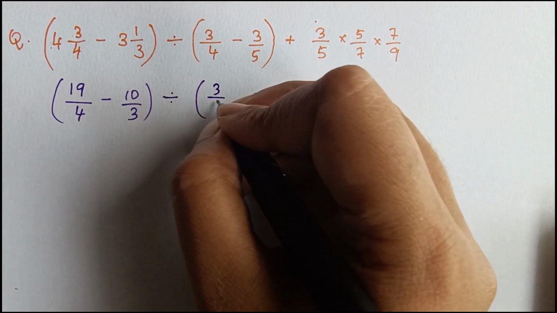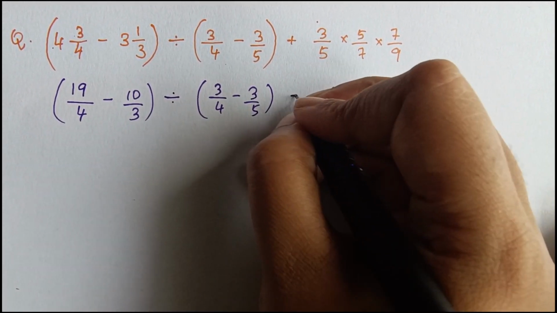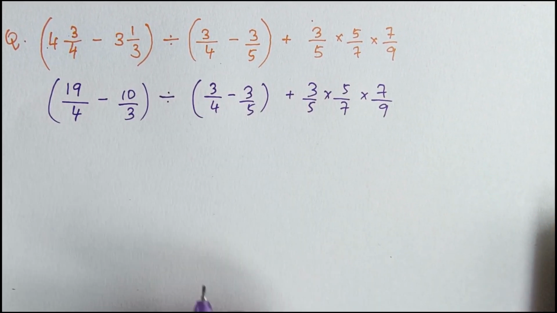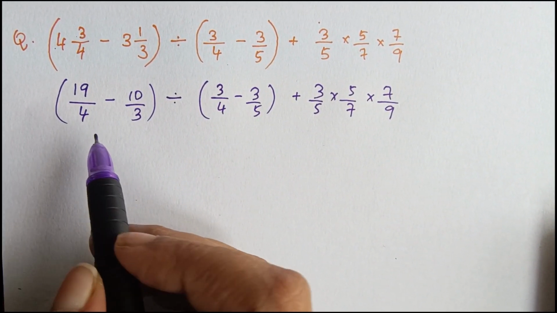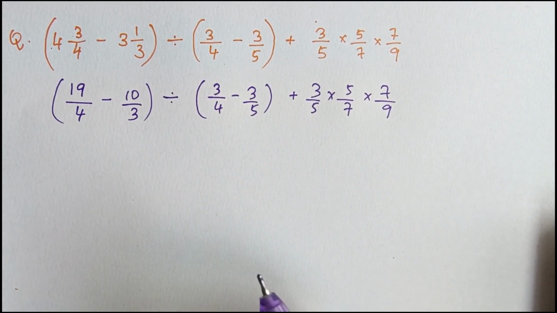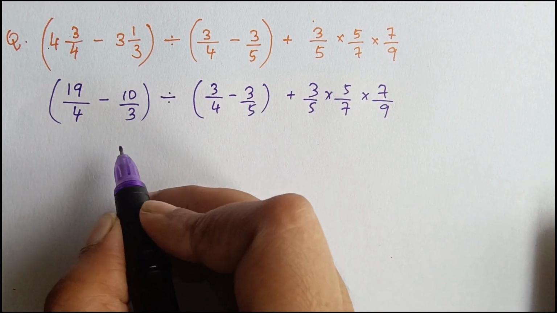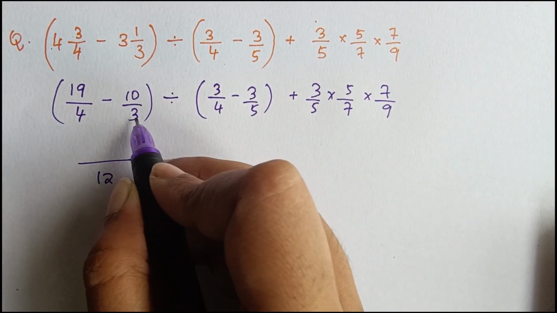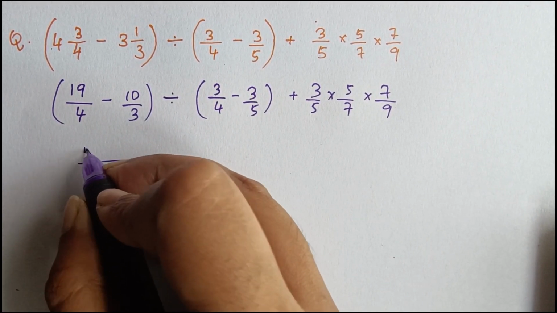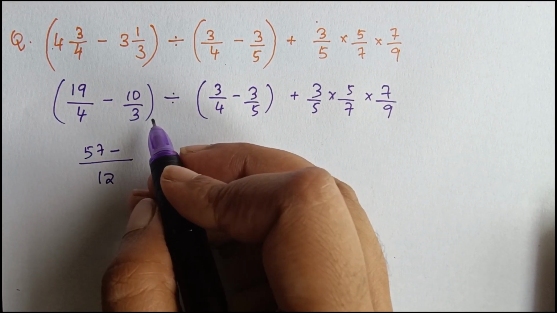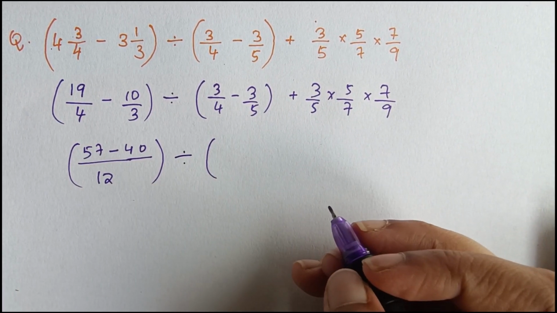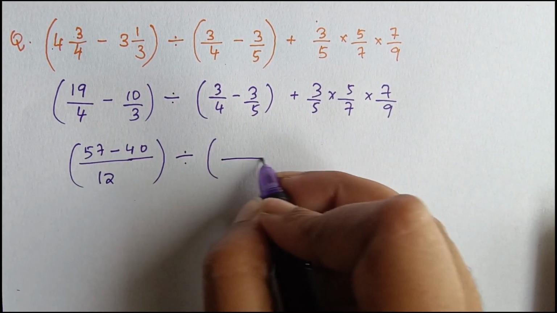Divided by 3 by 4 minus 3 by 5 plus 3 by 5 into 5 by 7 into 7 by 9. So we will need to solve the brackets first. So here you need to subtract the fractions, you will need to find the LCM. So for 4 and 3 the LCM is 12. 4 into 3 is 12. So 19 into 3 is 57 minus 3 into 4 is 12. So 10 into 4 is 40 divided by, here also you will need to find the LCM. So LCM of 4 and 5 is 20.